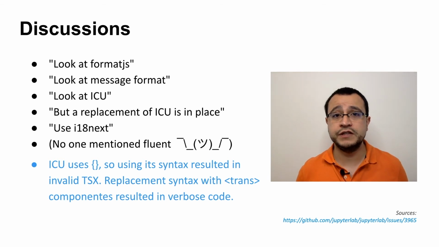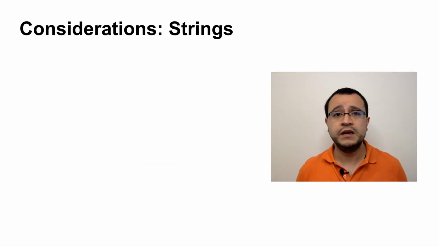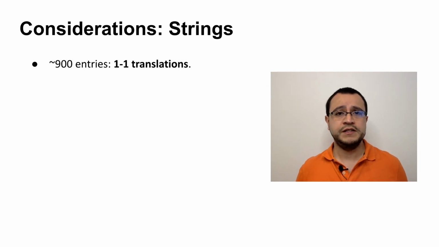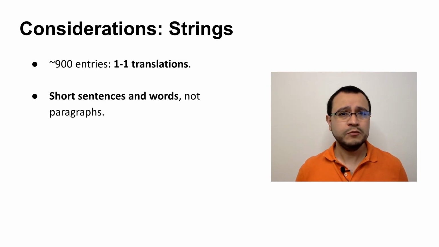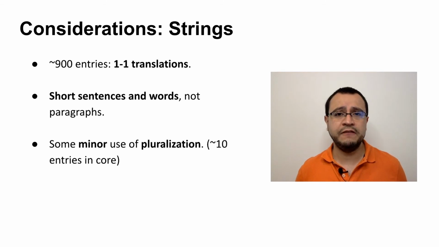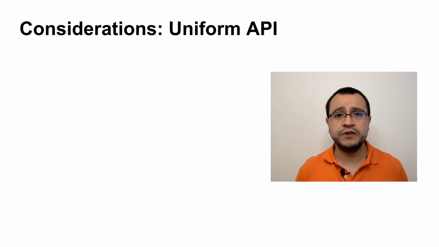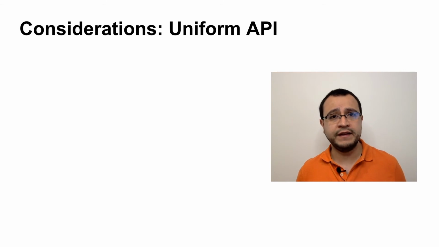Some considerations in actual strings is that most of the codebase is one-to-one translations. Most of the entries themselves are short sentences and words. Pluralization was used only in a handful, as well as interpolation. So we wanted to really introduce very minimal changes in the codebase. Additional to this, we want to have a uniform style API for both backend and frontend.